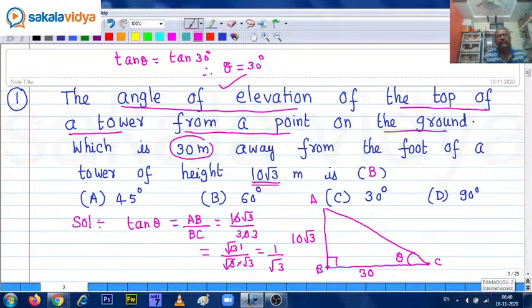Absolutely correct. So C is the right option. Okay, check it all of you now. This question: yes, 30 meters away, not 10 meters. Answer is 30 degrees.